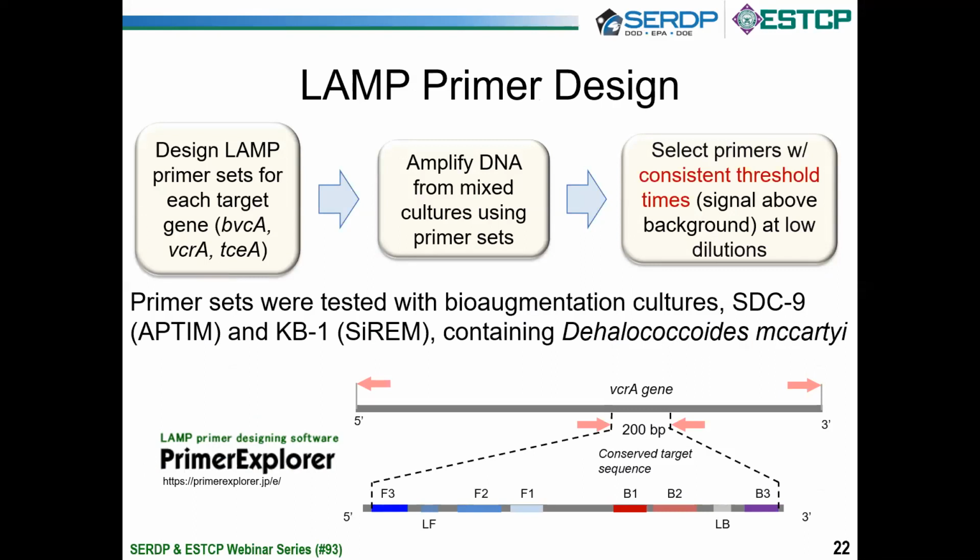We used cultures commonly used in bioaugmentation, SDC9 from Aptim and KB1 from SiREM, both containing Dehalococcoides mccartyi. For the primer design, we used Primer Explorer. This is a commonly used LAMP primer design software. The image at the bottom simply illustrates an example of the 6 LAMP primers for VCRA.